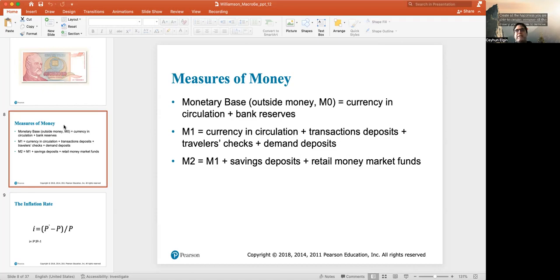But these are basically money holding accounts that you can withdraw from without any prior notification to the bank. And of course, you either get zero interest rate or very low interest rate for them. M2 includes everything in M1, plus what we call saving deposits.